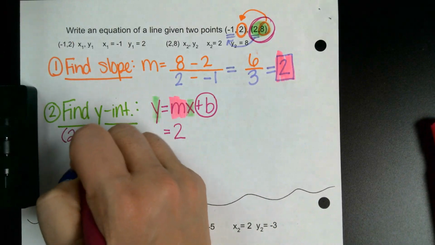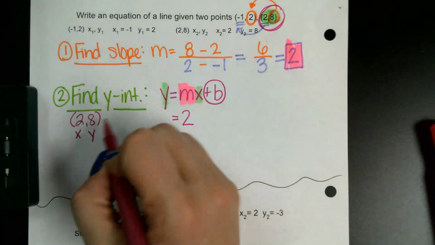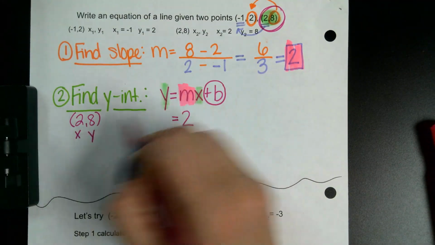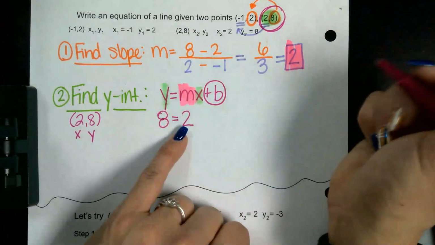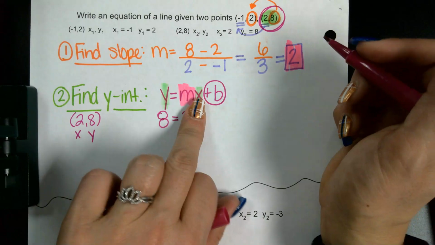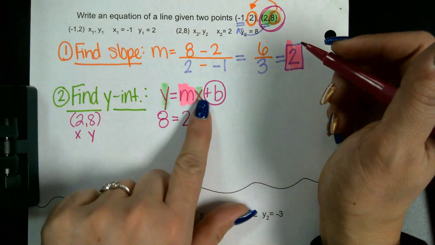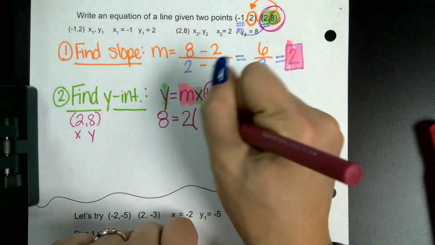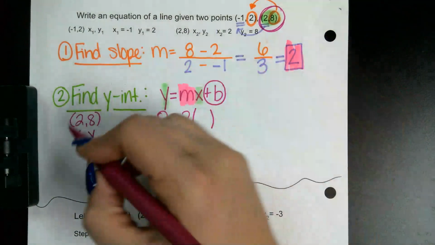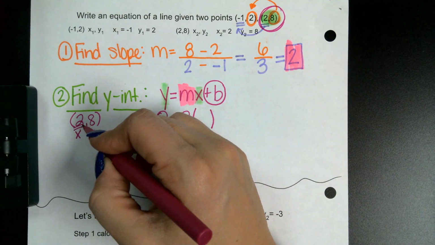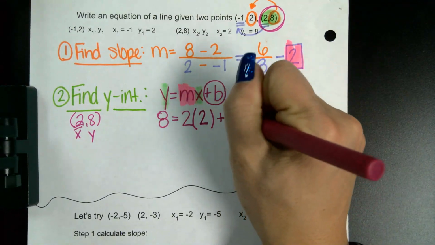So if I'm using 2, 8, the 2 is the x, the 8 is the y. So for y, you're going to plug in that 8 over here on the left side. And then right next to my slope, if m and x are side by side, what does that mean to do to them? Multiply them. So whatever number I plug in for x, I'm going to stick in a set of parentheses because that means to multiply it by the 2 in front of it. So for x, x was 2. That came from the ordered pair. And then you just copy down the plus b.